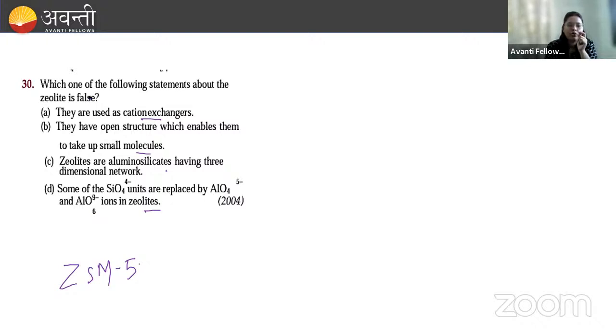तो यहाँ पे हमको ढूंढना है फॉल्स स्टेटमेंट. तो जब हम फॉल्स स्टेटमेंट की बात करते हैं तो जियोलाइट्स क्या है? एक्चुअली they are having cage-like structure. They have cage-like structure so that whatever ions come, they get trapped into that ZSM5. It will get trapped into that given cage.